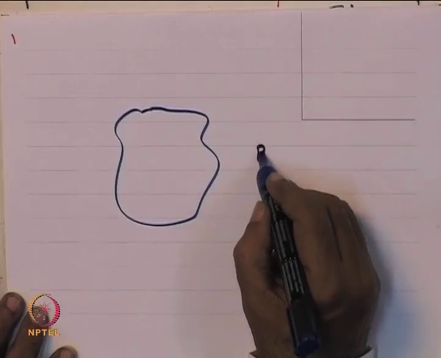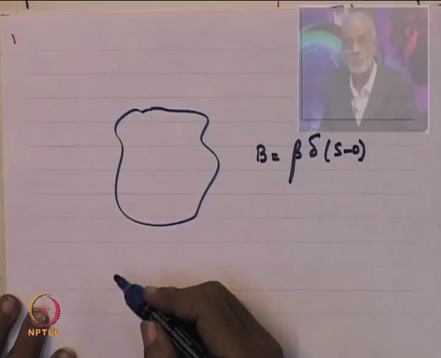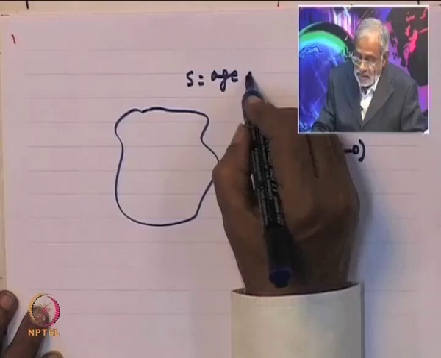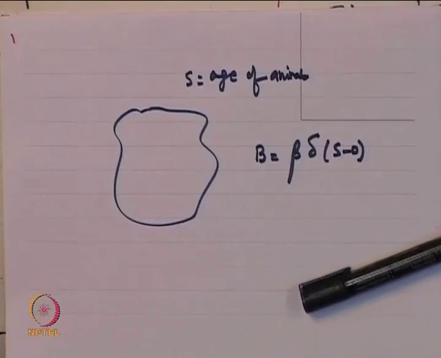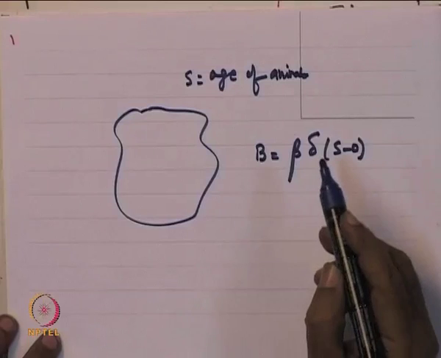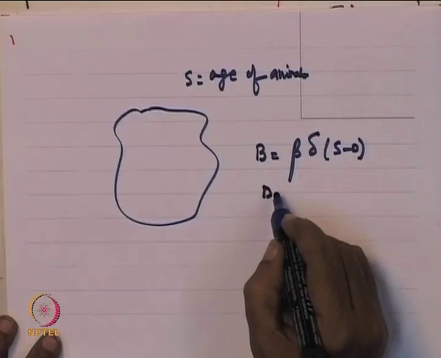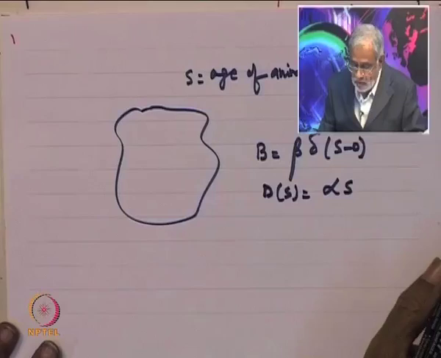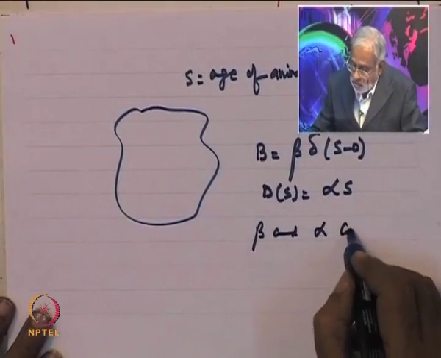Animals are born continuously at the rate of S minus of 0, where s is the age of the animals. Animals are born at a rate which is given, and animals die at a constant rate d, which is given as alpha times s, where beta and alpha are constants.